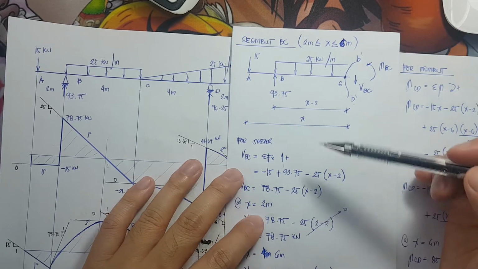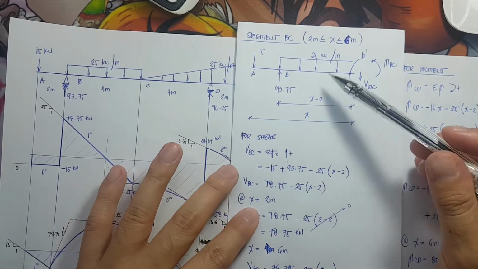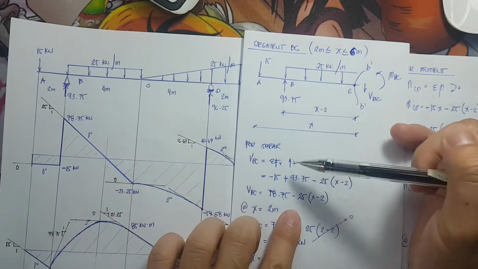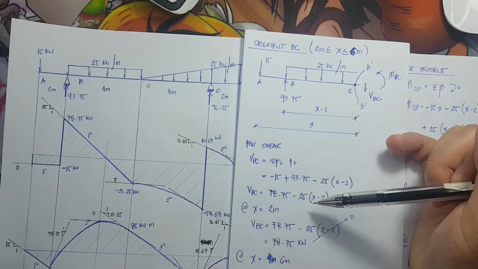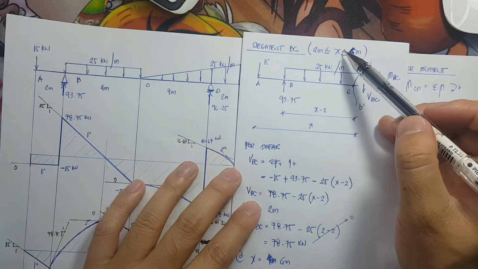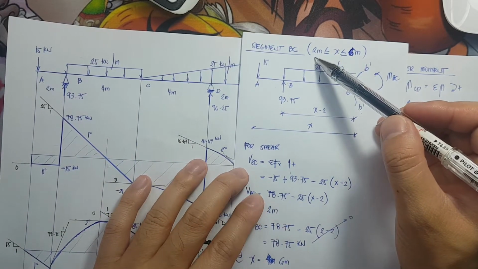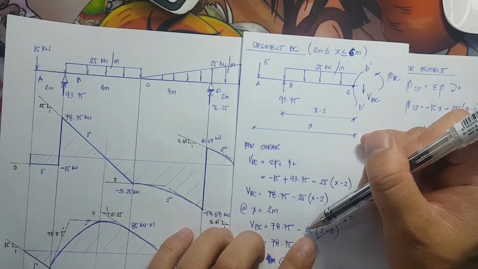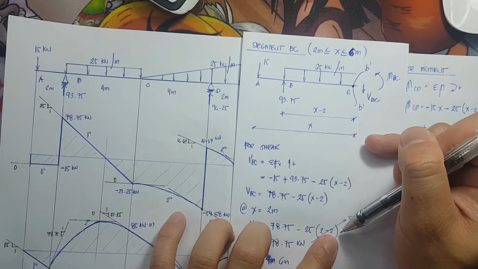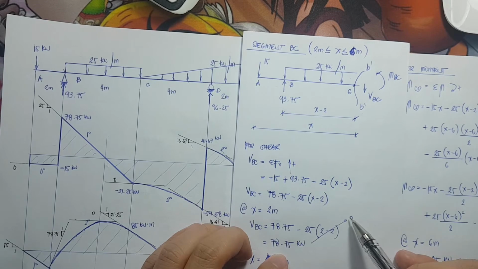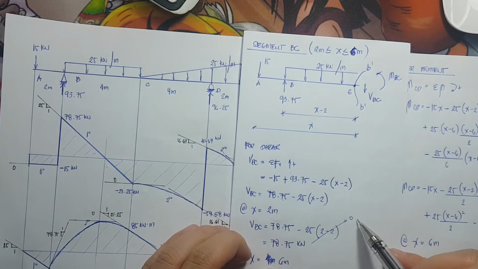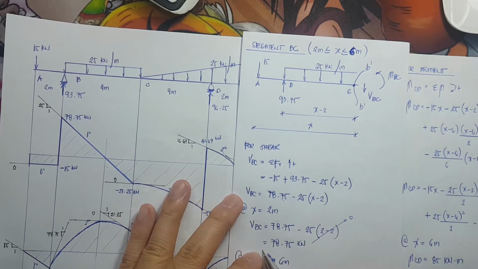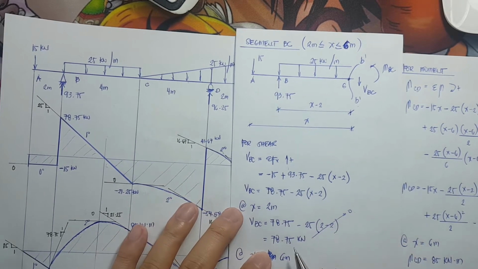Okay? So, at x equals 2 meters, we use this equation. It is a function of x. So, at x equals 2 meters, we have 78.75 minus 25 times (2 minus 2), which is 0. Therefore, this will cancel out. Therefore, the shear at BC is 78.75.